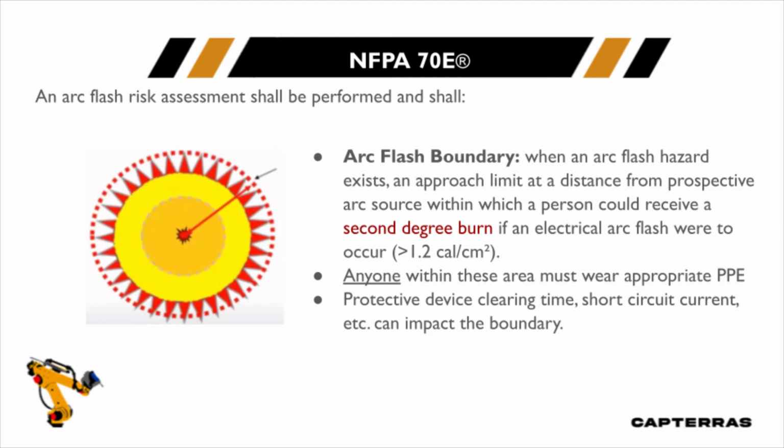Now anyone within the arc flash boundary must wear appropriate PPE. However, it's very important to realize that protective device clearing times, short circuit current variations, etc., can impact that boundary. If it takes longer for our breaker or protective device to clear, the boundary could be further away. Also, this is not a magic boundary. In other words, there's no force field shield that comes up with that boundary. Standing on the other side of the boundary, you still may definitely hear the blast, you still may be exposed to shrapnel, and you still will probably be exposed to a level of heat.